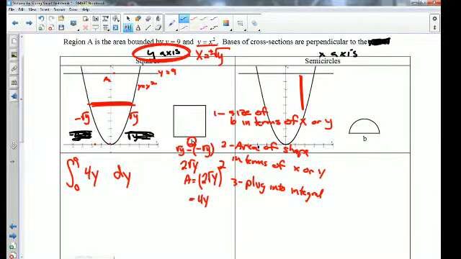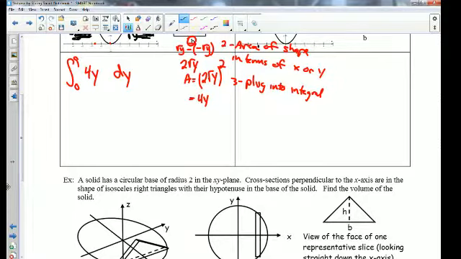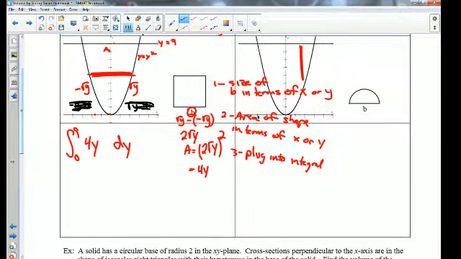Okay, let's do this last one, and we'll be done. And we'll see if you get it. Okay, so the cross sections are perpendicular to the x-axis. Right. This is the top, and the bottom is x squared, right? Okay. What's the length of the base of our semicircle? Top minus bottom. Okay, what is it? 9 minus x squared. Right. Okay.